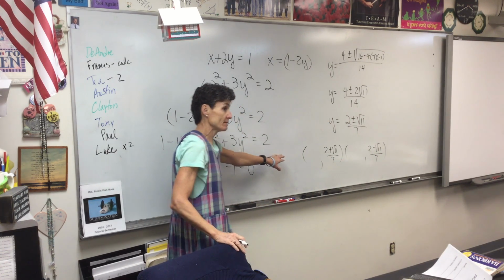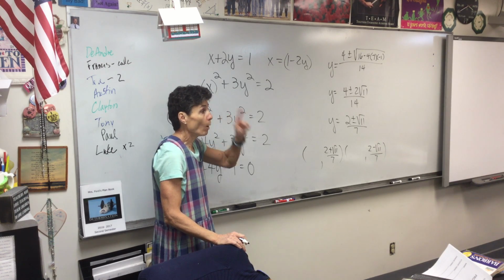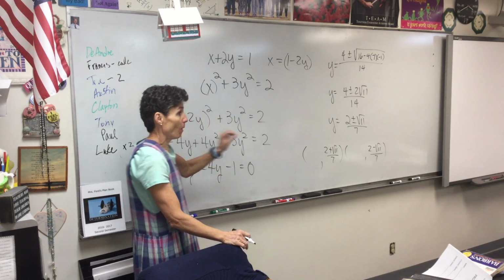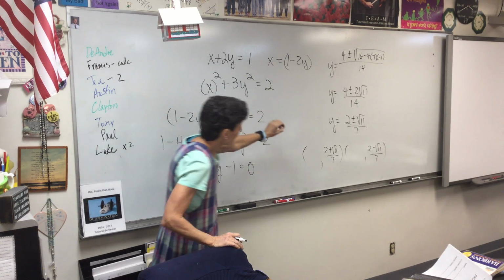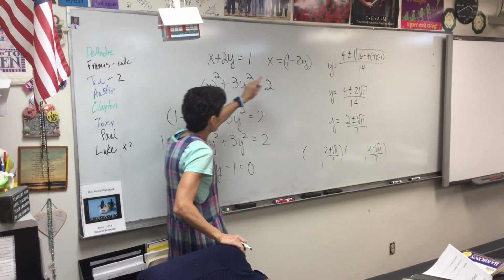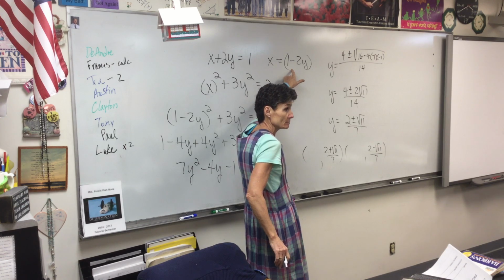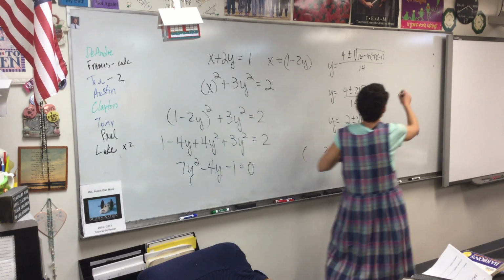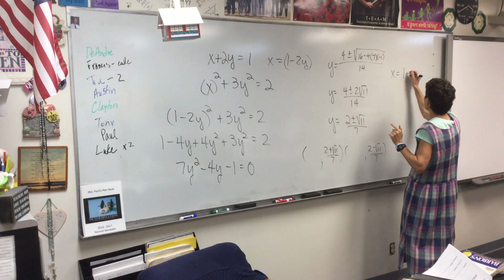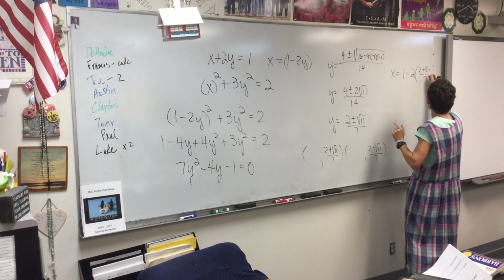Now, why am I writing it this way? Because what was my job? What am I looking for? Points of intersection. So my answer is going to be points. And now I have the y coordinates. So now I'm going to go back and figure out what the x's are. Right? So, I'll do one at a time, x equals 1 minus 2 times (2 plus root 11) over 7.